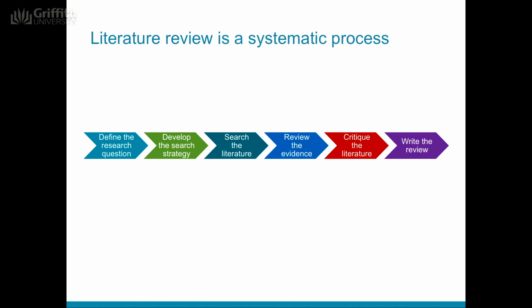Before I do that, I'll just remind you that a literature review is always a systematic process. It is always about defining the research question, developing a search strategy, searching the literature, reviewing the evidence, critiquing the literature, and writing the review. But each of the types of literature review that I'm going to discuss here have slight variations on how they approach the systematic process, but they always have a systematic process. So let's kick off.